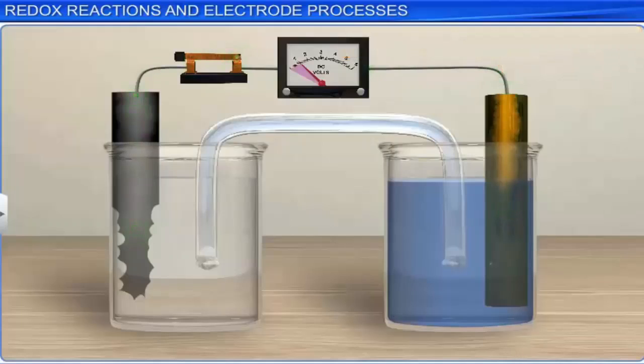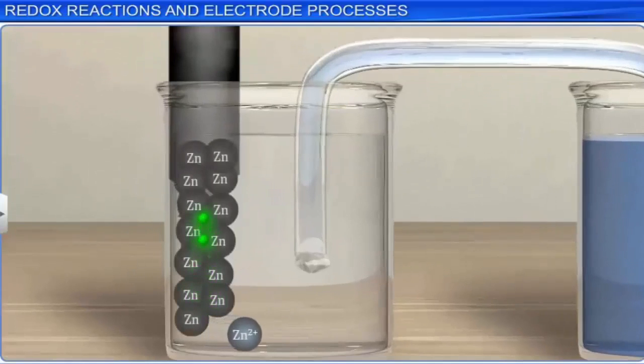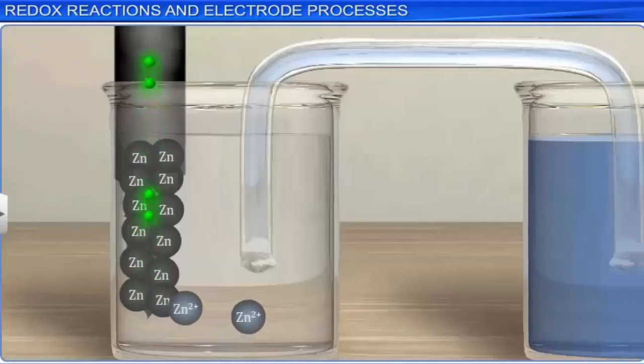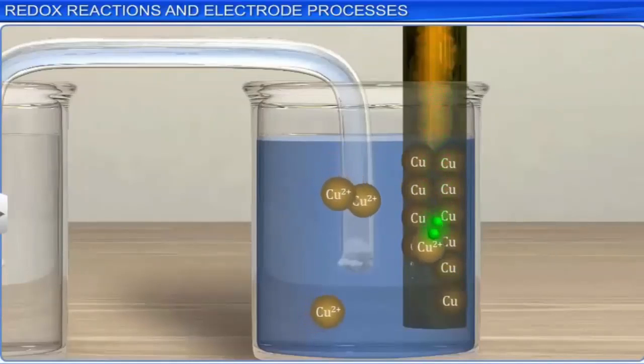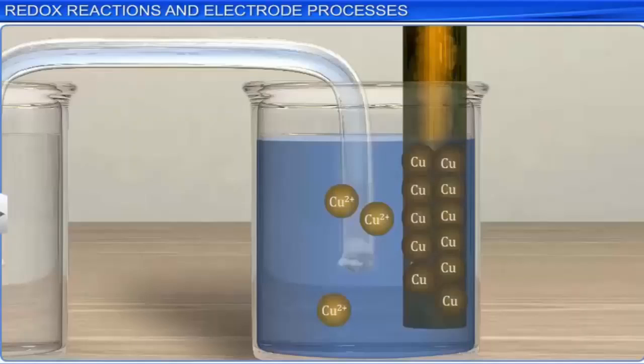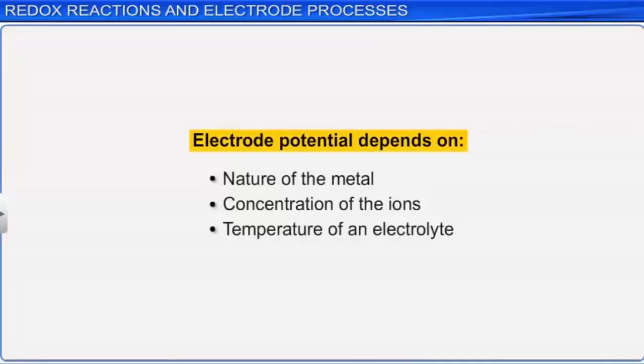Between the two electrodes, one has a tendency to lose electrons, while the other has a tendency to gain electrons. The potential of any electrode, commonly known as electrode potential, is the potential difference between it and the electrolyte surrounding the electrode. The electrode potential of an electrode depends on the nature of the metal, concentration of the ions, and the temperature of an electrolyte.